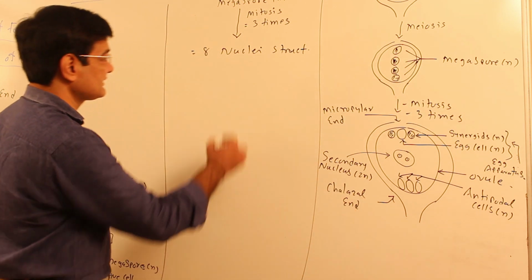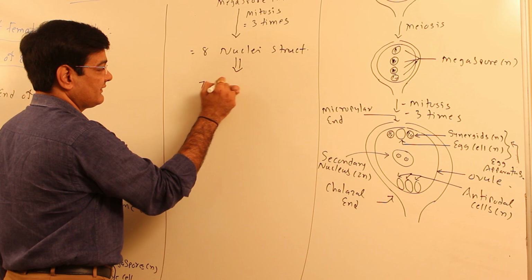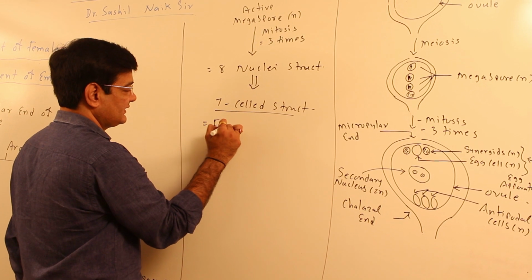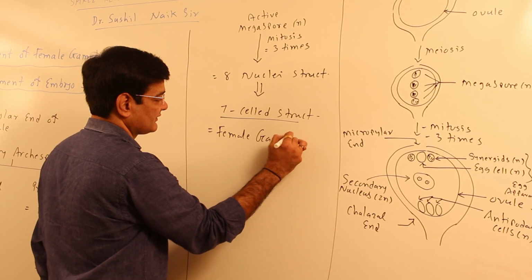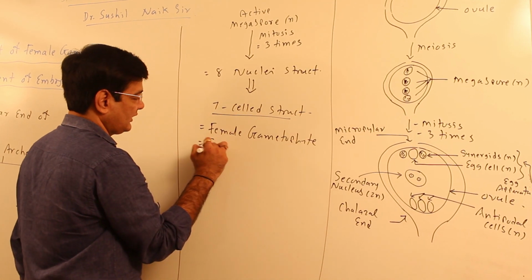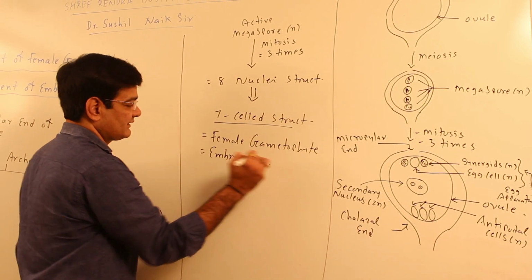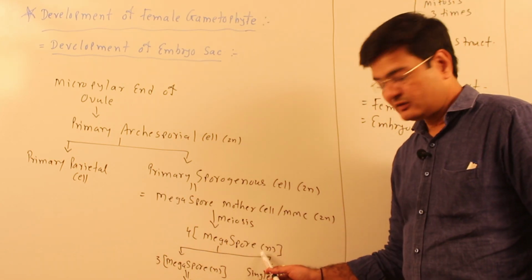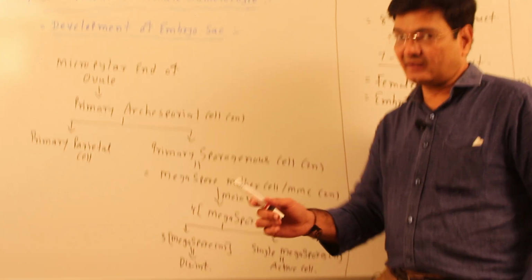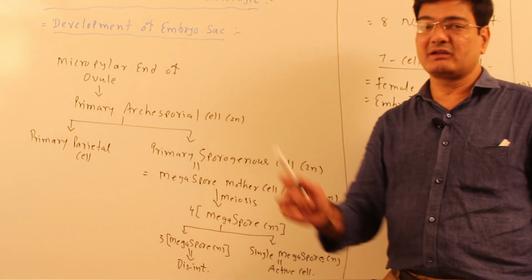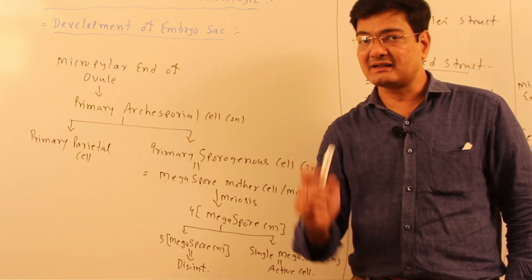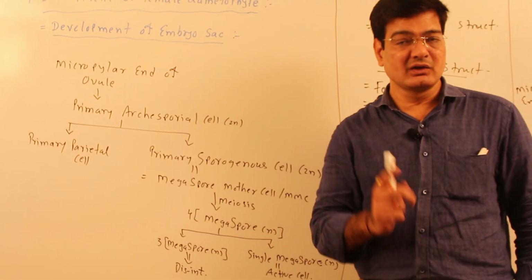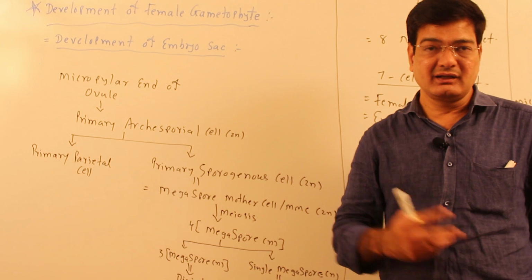This way, these 8 nuclei get transformed into a 7 cell structure, and this itself is the female gametophyte, also called the embryo sac in the angiosperm. In the angiosperm, from these 4 megaspores, only a single megaspore remains active and develops into the embryo sac. And this kind of development is called monosporic development, as a single megaspore remains active. Panchanand Maheshwari was the scientist who explained this monosporic development in the angiosperm.